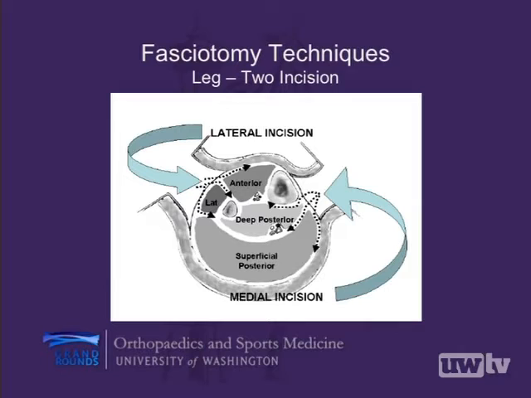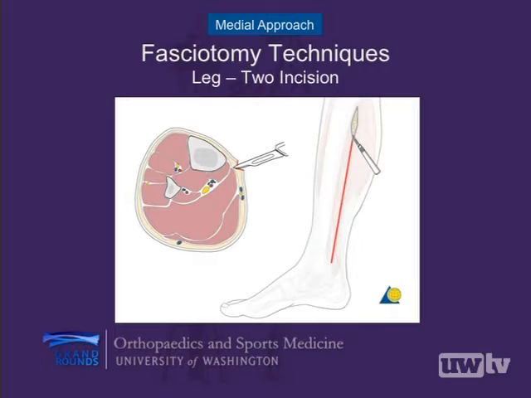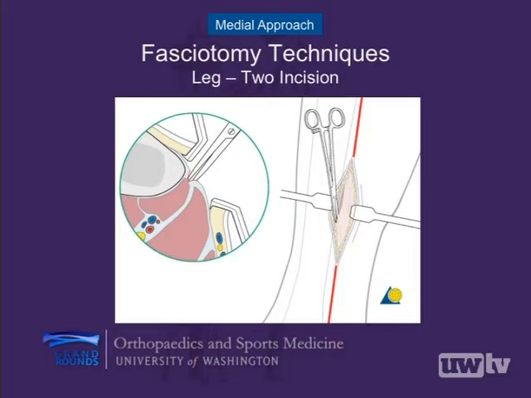Decompression of all four compartments can be achieved through a two-incision or a single-incision technique, and the two-incision technique has traditionally been felt to be anatomically simpler and a more reliable fasciotomy in achieving entrance into all four compartments, particularly the deep posterior compartment. The medial incision is placed posterior to the posteromedial tibial crest, and the saphenous vein and nerve are protected. The fascia distally in the wound is opened immediately adjacent to the tibia, and the flexor digitorum longus is identified, as is the neurovascular bundle, and that indicates entrance into that deep posterior compartment.